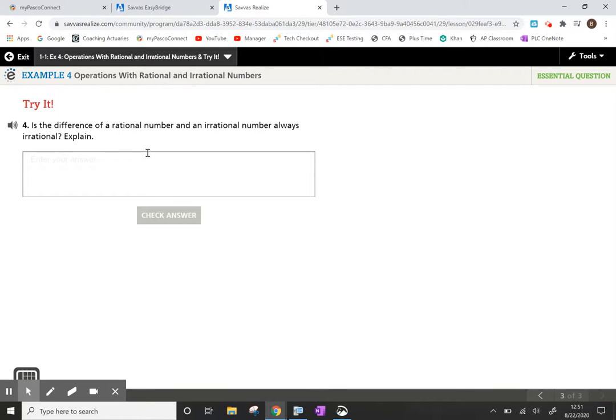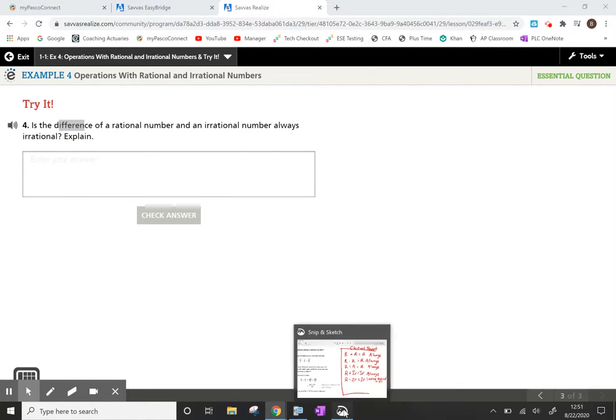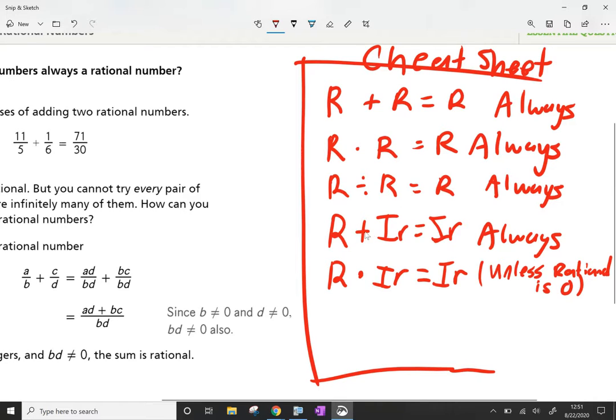Is the difference of a rational number and an irrational number always irrational? Difference means subtraction, and subtraction is really the same as addition. So if you're doing a rational plus an irrational, or a rational minus an irrational, it's not really going to be different. You're still going to get an irrational number as the answer.